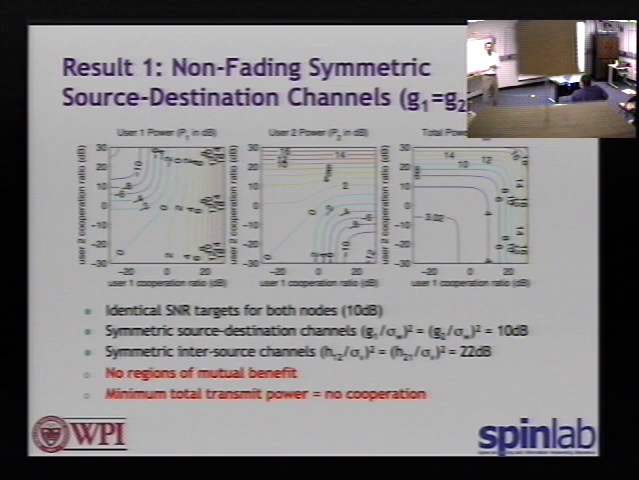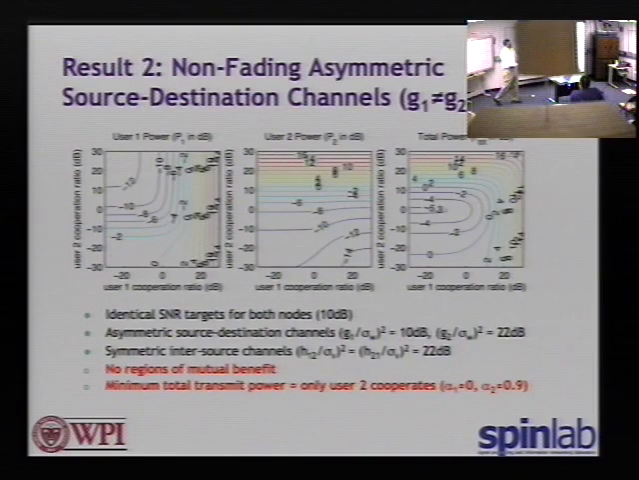There is some threshold power from user one you need so that you can get a good output from user two. For example, you need this much SNR from the user one signal so that you can better amplify and forward. Well, no. I'm saying that no matter how good the inter-user channel is, in non-fading channels, if everything's symmetric, you shouldn't cooperate. That's what it says. Okay?